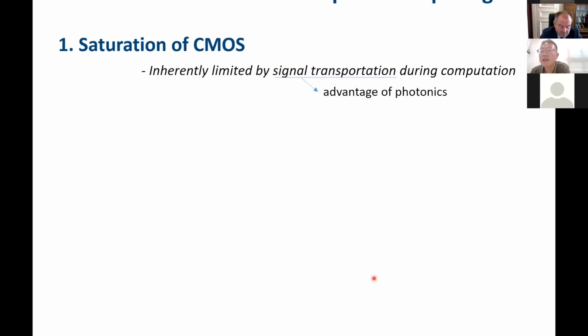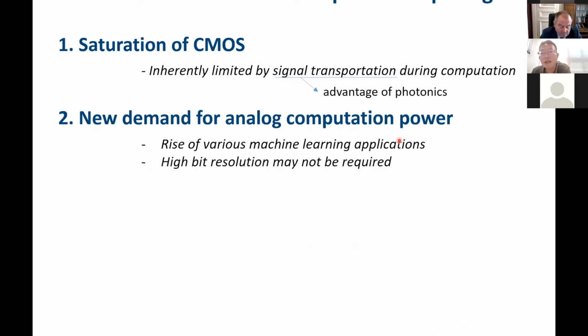And I understand that there are at least 4 reasons for the revival of optical computation. First, in contrast to the 90s, the performance and latency of CMOS processors are now being saturated. So they look for other technologies. So that is one reason. Second, there is an increasing demand for computation power, especially for analog computation, because of machine learning applications.